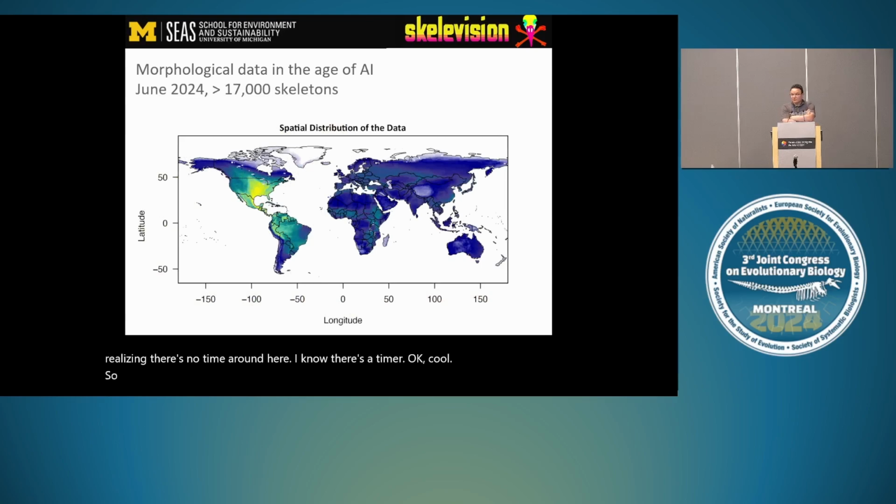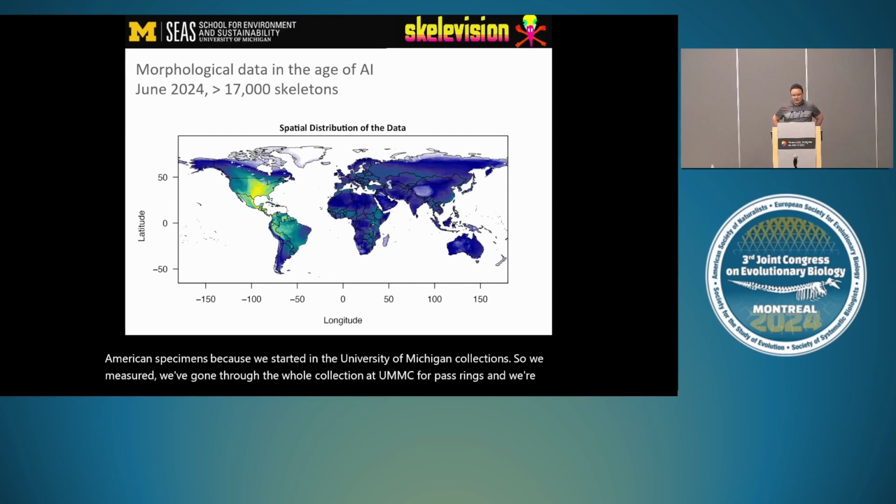So here's the spatial distribution of the data currently. There's a heavy bias towards North American specimens because we started in the University of Michigan collections. So we've gone through the whole collection at UMMZ for passerines. We're going into Chicago, and now we're expanding to the UK. So if you have a specimen collection of at least passerine skeletons for now, and you would like to collaborate with us on this initiative, please get in touch, and we'll try to set it up. We are eager to expand outward.